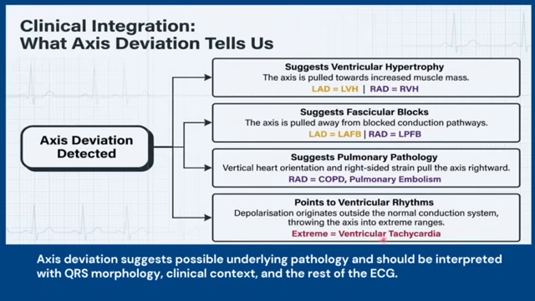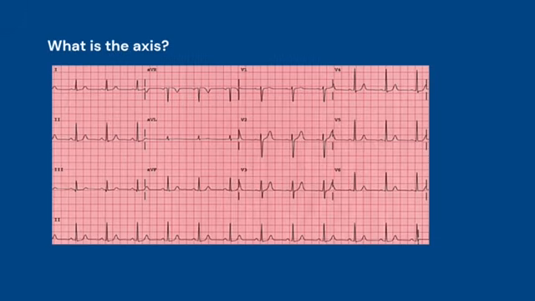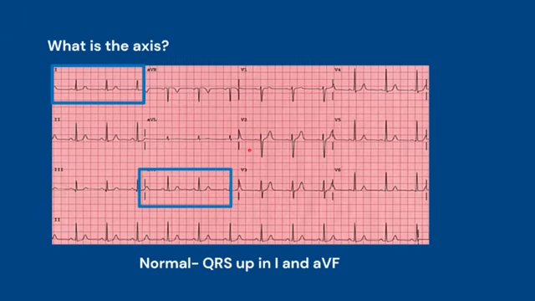Let's test our knowledge at the end. What is the axis in this ECG? So if we apply what we learned, we should look at the QRS in lead 1 and AVF. So in lead 1, I can see the QRS is positive. In AVF, I can see it is positive. This means that this is normal axis because the QRS complexes are positive in 1 and AVF.